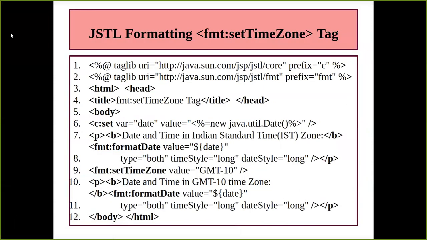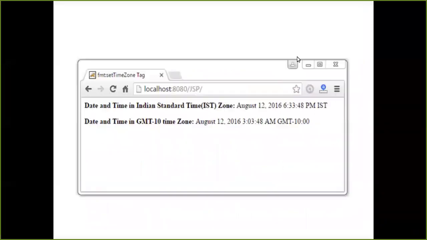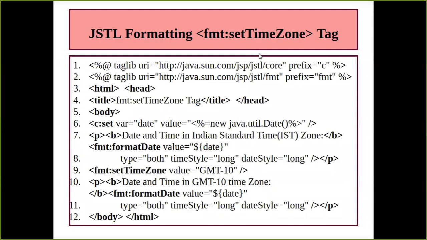We'll start with the first one, the FMT colon set time zone tag. Here also the core tag is a very basic tag because we need variable declarations and we need to use them. In the previous function tag example, we made use of core and function together. Here we are going to make use of core and formatting tags. So we have written the URL of both tags and indicated that we are using the directive with attributes URI and prefix. For core it is C, and for formatting it is FMT.